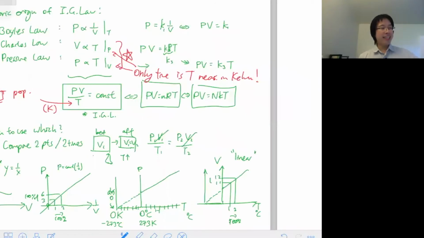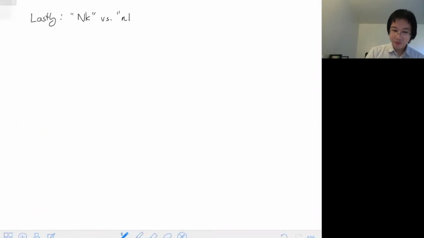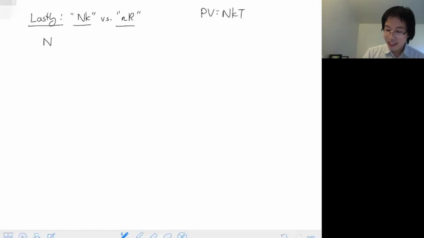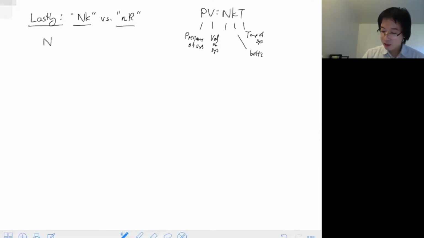I also talked about when you can use Celsius last time. If you know what you're doing, if you're talking about change, you can use Celsius. And the last thing I need to talk about here, lastly, is between NK versus NR. So what is this? Let's define. Remember, when I state a law, PV equals NKT, I need to define each of the variables. So this is the pressure of the system, volume of the system, T is the temperature of the system, K is the Boltzmann constant. If you use the NR version, this is called the universal gas constant.